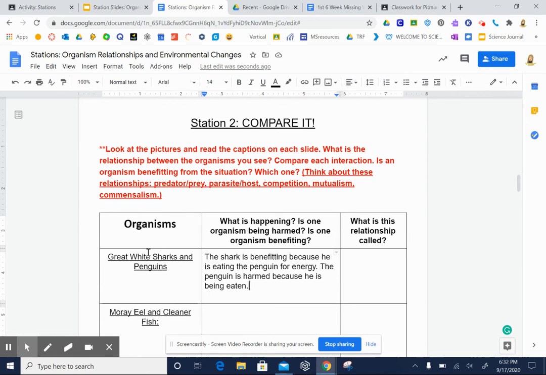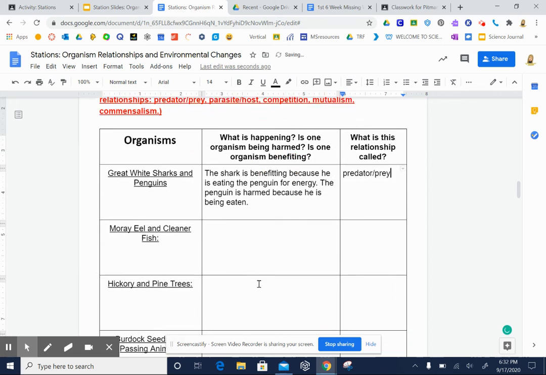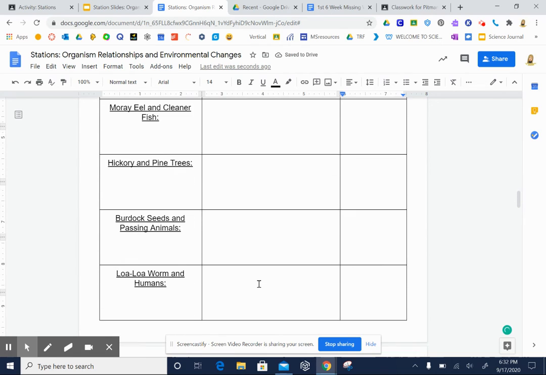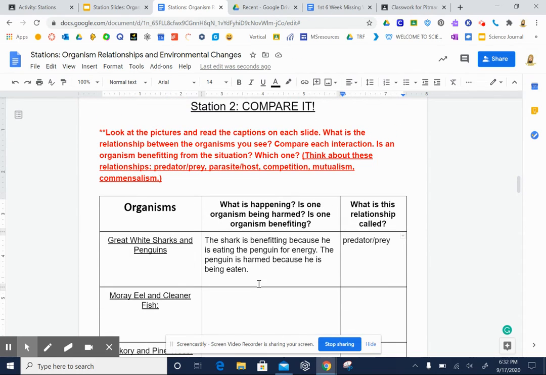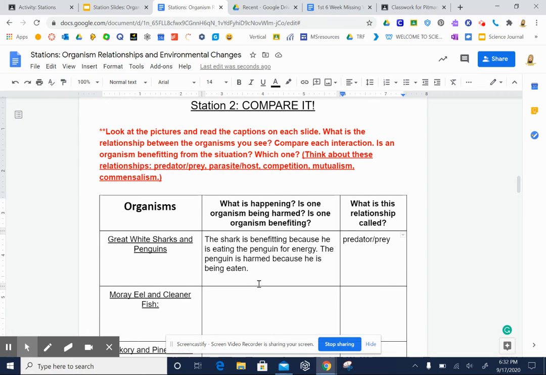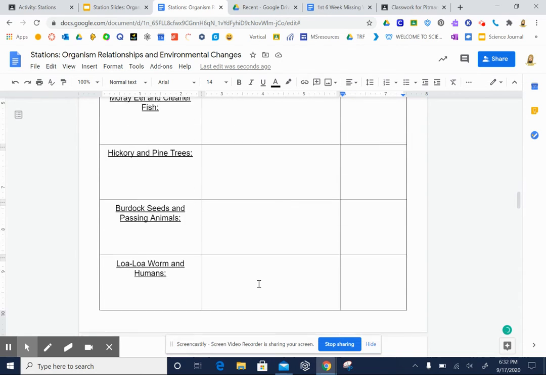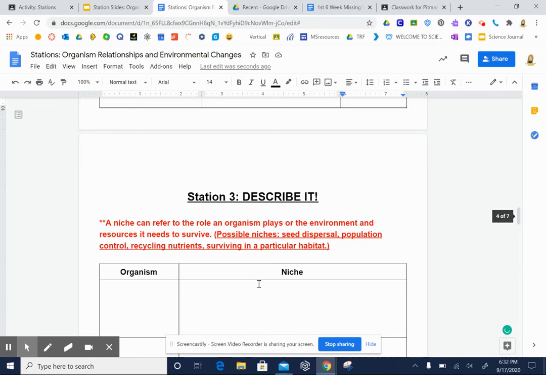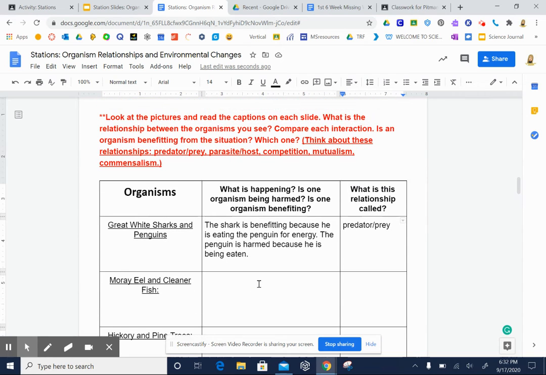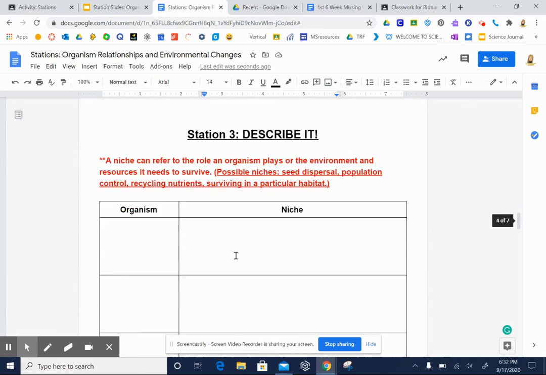When I read about the shark and the penguin, I think predator and prey because something is being hunted and eaten. So I would write predator/prey here. So you're just going to go through and there should be one of each. So you will not use predator and prey again. So you've got to figure out which of the other relationships belongs to the other organism examples. Okay.